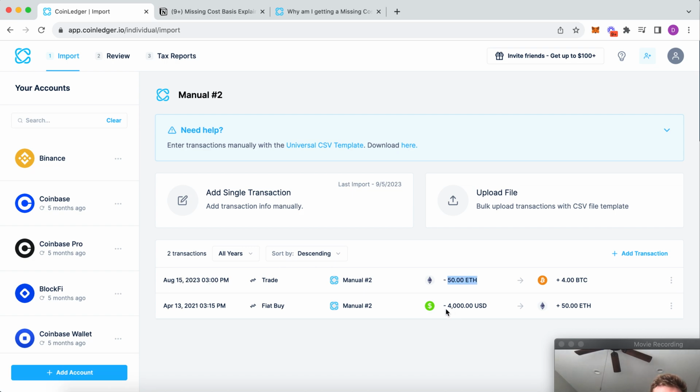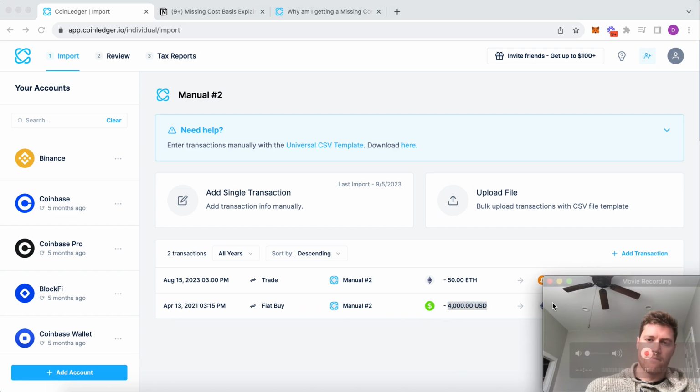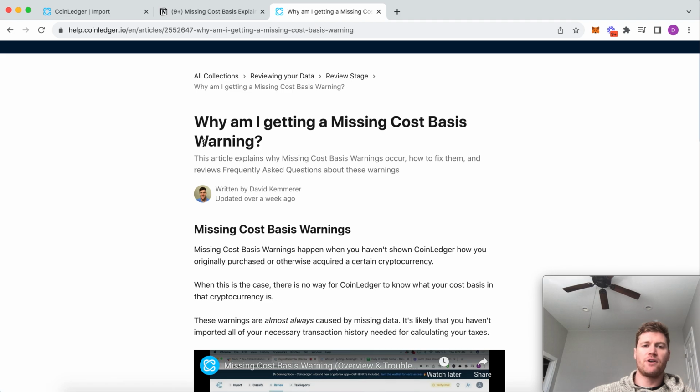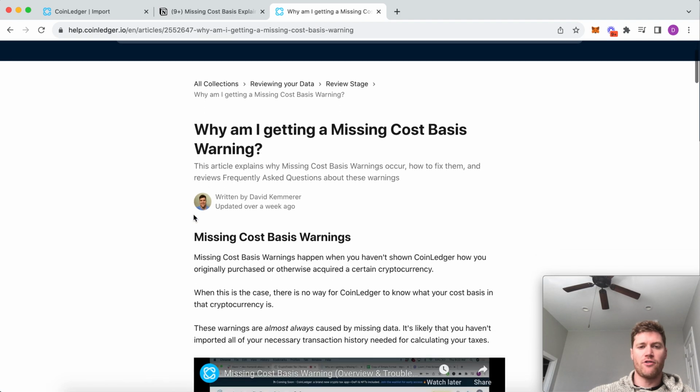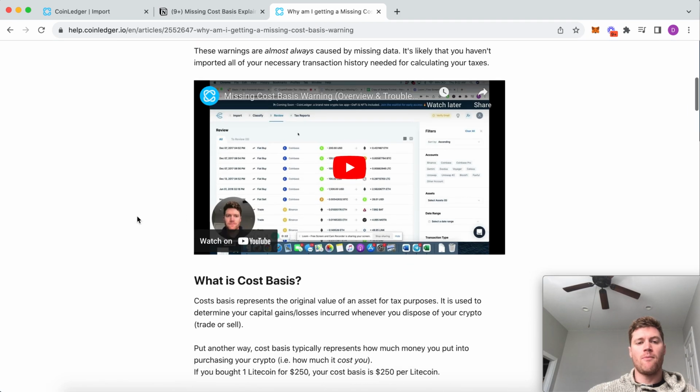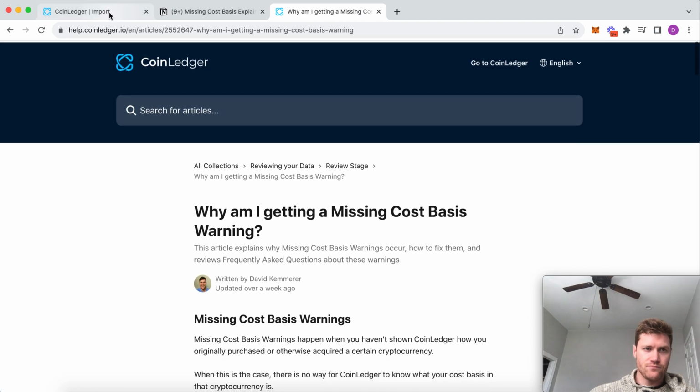How do we originally get it? Well, we paid $4,000 for it on April 2021. So that is at a high level how missing cost basis works. Now, there can be a variety of other reasons why you get missing cost basis warnings, and I would encourage everyone to read this help article thoroughly, but we're going to go through a couple more examples now.